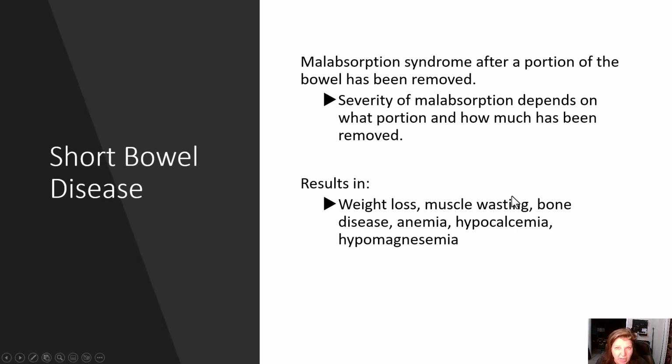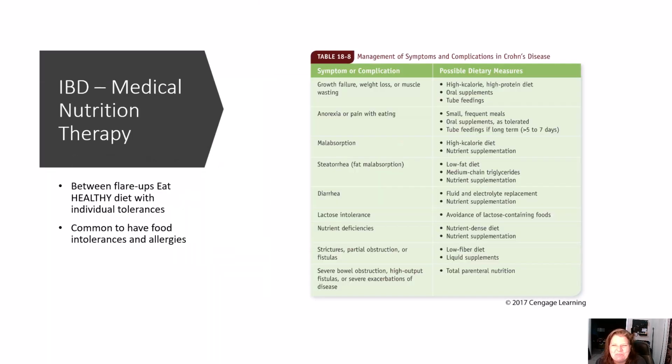So the biggest problem we have is malabsorption syndrome, because that portion of the bowel has been removed. So initially speaking, malabsorption is very severe, depending upon what portion of the small intestine is removed and how much of it was removed. And that results in weight loss, muscle wasting, bone disease, anemia, hypocalcemia, and hypomagnesemia. Low amounts of magnesium in your blood. That's what I'm trying to say.